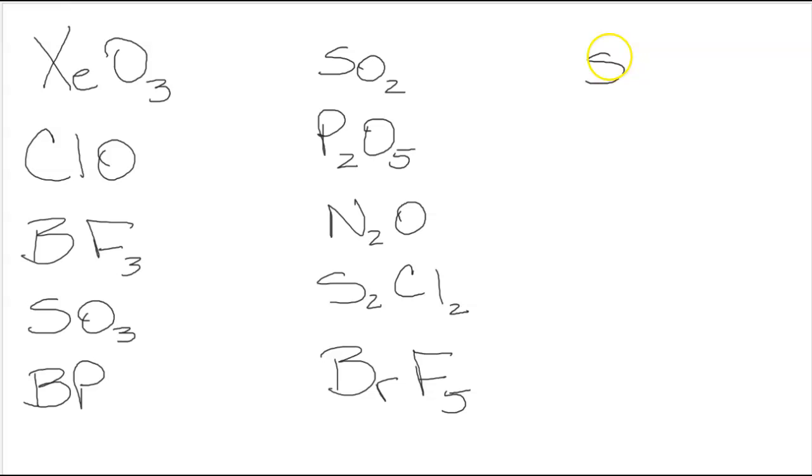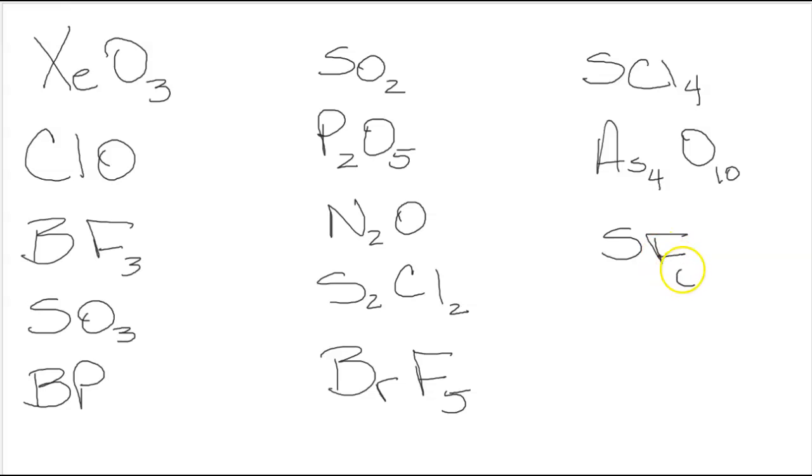That tells me sulfur 4 chlorine. Number 12, tetraarsenic, so that is 4 arsenic, so As4. And I have decoxide. Deca is 10, so I have O10. Notice that it isn't deca oxide, it's decoxide. I don't put that A and the O together. That would be improper. Number 13, sulfur hexafluoride. Sulfur hexafluoride is SF6.